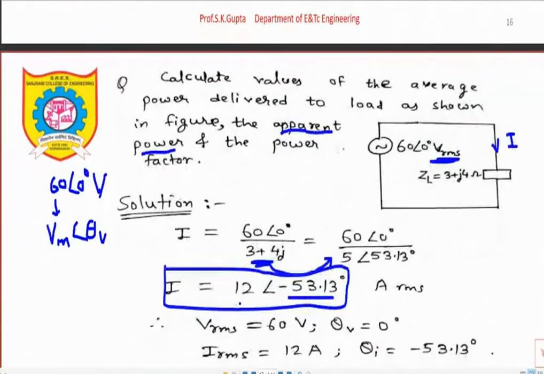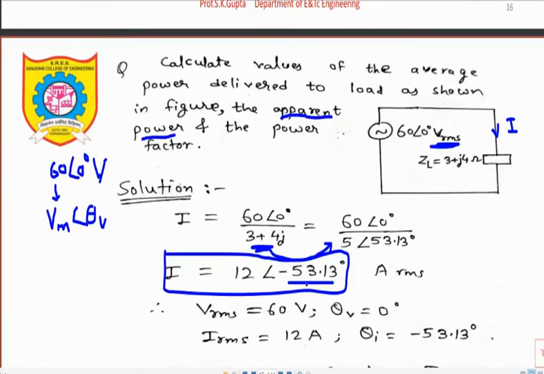So this is also one key point. As my voltage is RMS voltage, this current is also RMS current because I have determined current from the RMS voltage. So V RMS is 60, I RMS is 12. So apparent power comes out as 60 into 12, V RMS into I RMS, 60 into 12. That means apparent power is 720 watt.